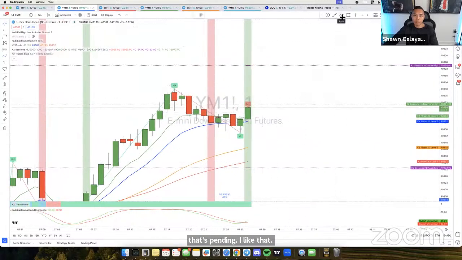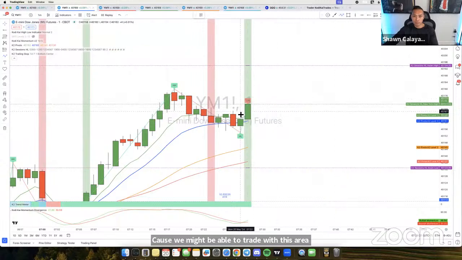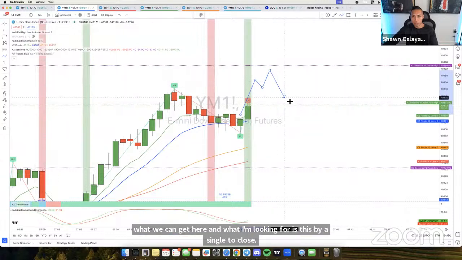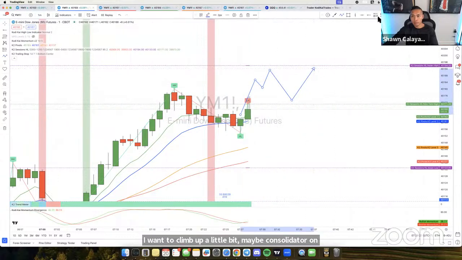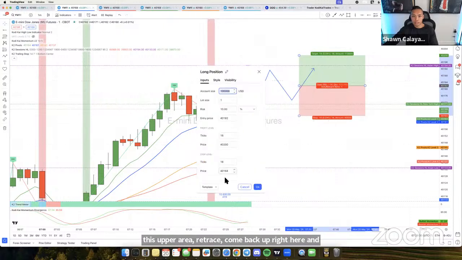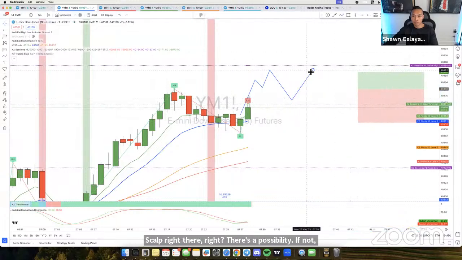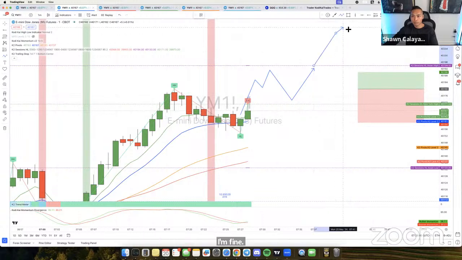So what I'm looking for is this buy signal to close. I want it to climb up a little bit, maybe consolidate around this upper area, retrace, come back up right here, and then hopefully have enough space to catch a quick little scalp right there, right? There's a possibility. If not, I'm fine. Price will push up a little higher. Look for the same thing up here.